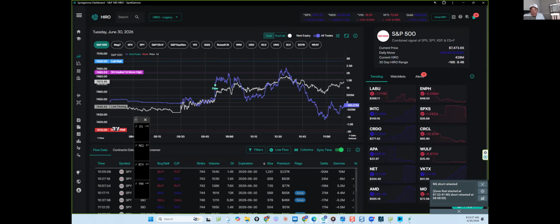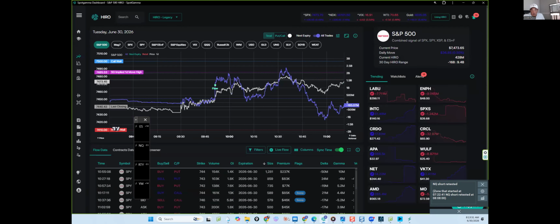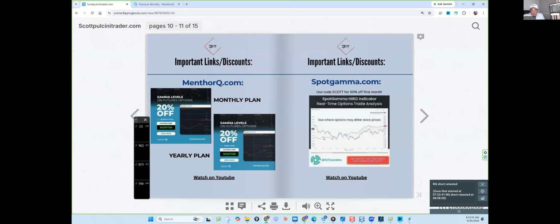Again, that's in that flip book, that spot gamma stuff that I showed you guys. All right, so that's in here. So use that for 50%. Both of these are well worth it, guys. You've got to know this one's way more detailed. You get the GEX levels from them, and they've got a lot of good stuff too.